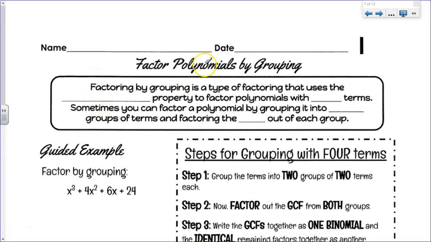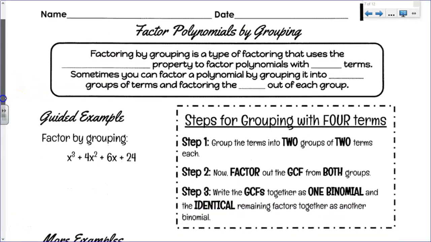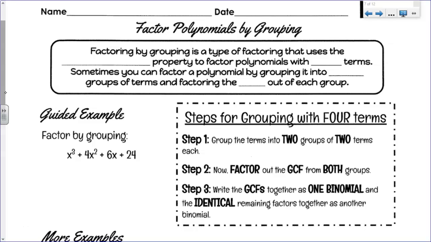Today we're going to talk about factoring polynomials by grouping. This is a special kind and it only works when we have 4 terms. Factor by grouping is a type of factoring that uses the distributive property to factor polynomials with 4 terms.